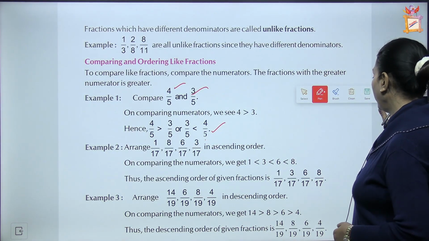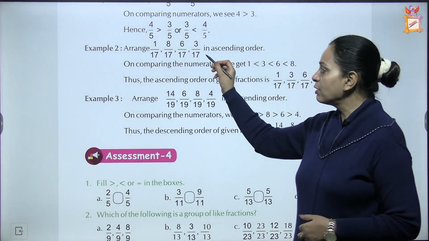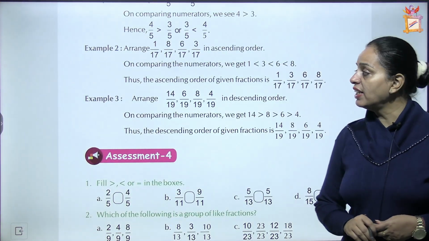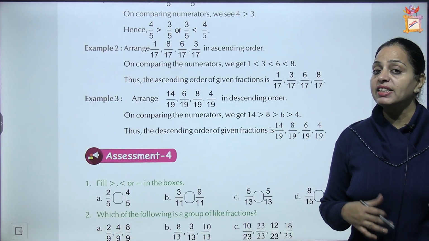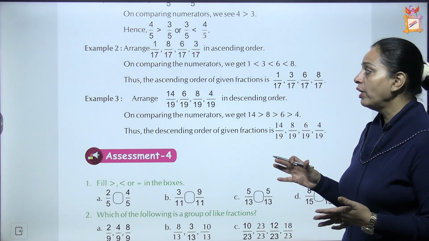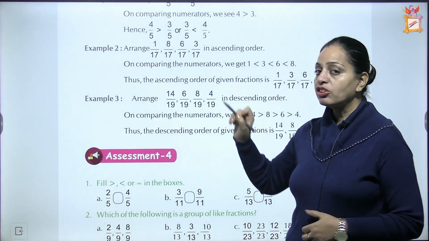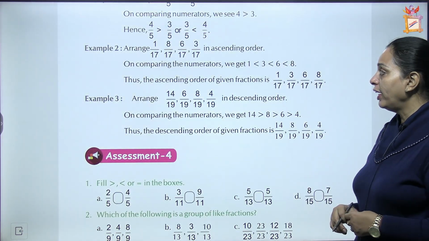Now the second one: arrange 1 by 17, 8 by 17, 6 by 17 and 3 by 17 in ascending order, meaning increasing order. What is increasing order? Smallest to greatest. So here these are like fractions, so we will compare the numerators.